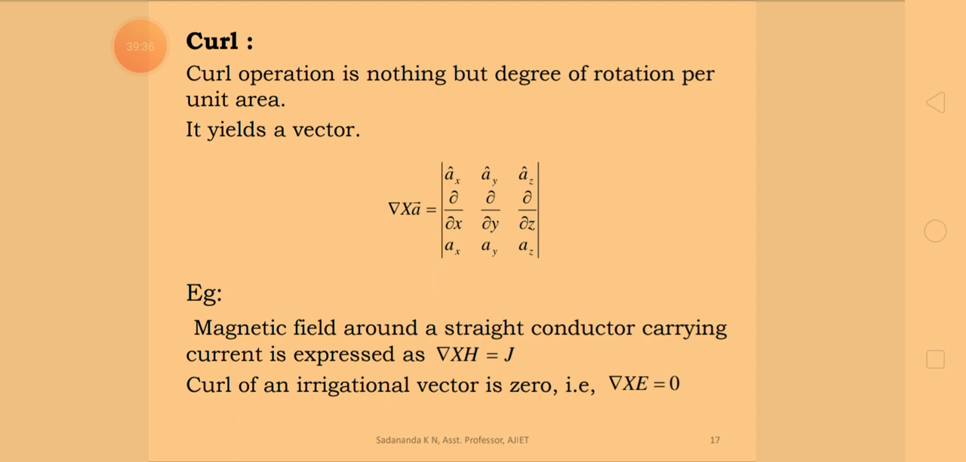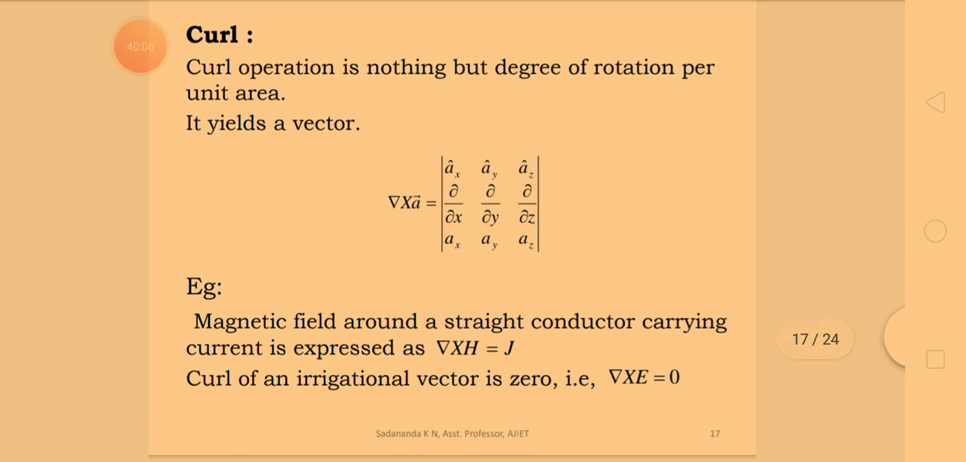So using this methodology, one can simplify the above matrix and solve the problems. In other words, the turning effect or the degree of rotation of a vector A at any point can be evaluated. One example of the curl operation is the magnetic field around a straight conductor carrying a current, and this can be expressed as current density J is equal to curl H. That means curl H is equal to vector J.